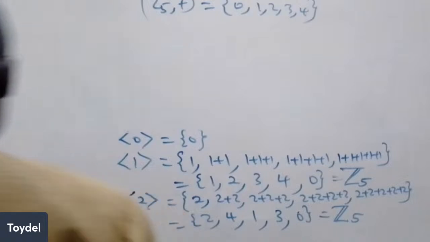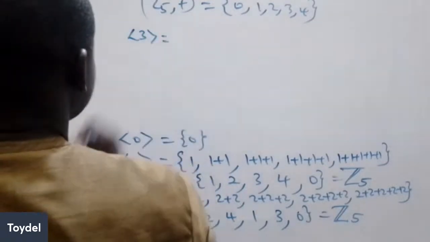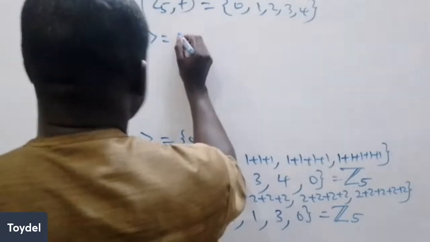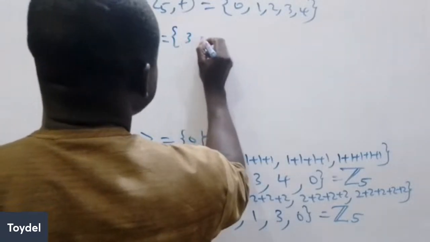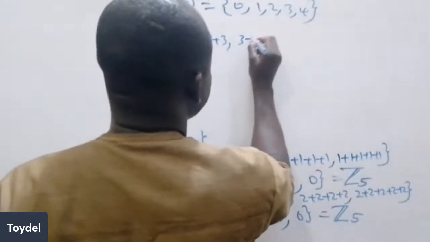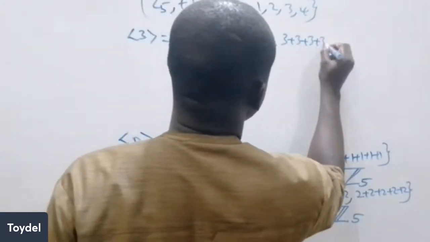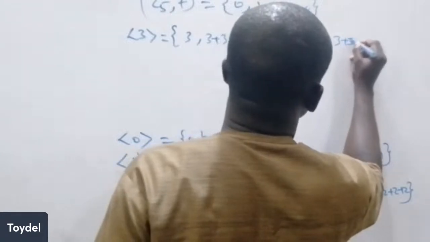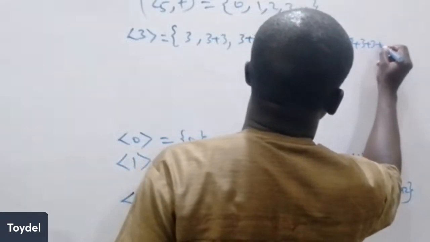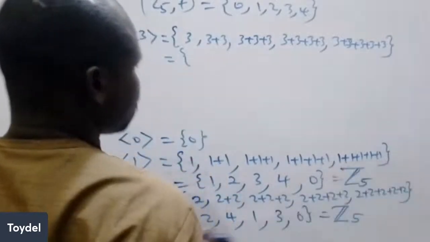So let me just complete this, then I'll go over it again. Then when we have the third one, 3, it's still the same thing. It continues to generate: 3, 3 plus 3, 3 plus 3 plus 3, 3 in 4 places, then 3 in 5 places. At the end of the day, you realize that we still have all the elements of Z5.